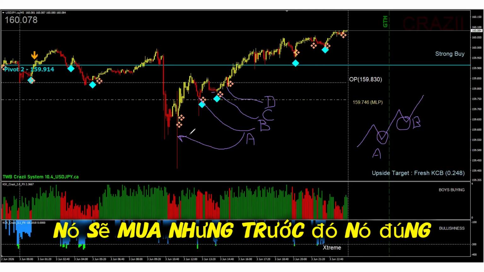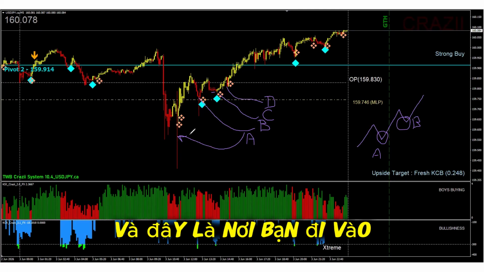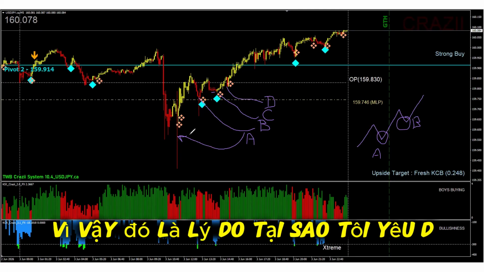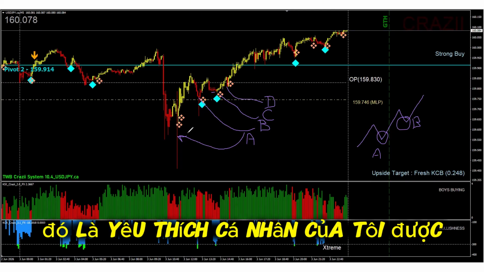But prior to that, because of the red candle at D, people will sell. They'll panic and they'll sell. And this is where you go in. So that is why I love D, where it's a single red on a K trend. That is my personal favorite.